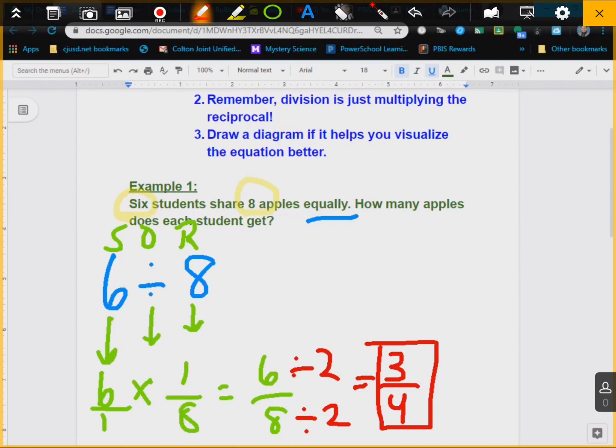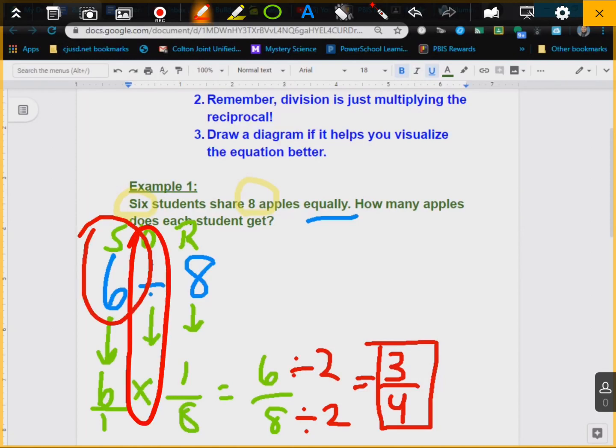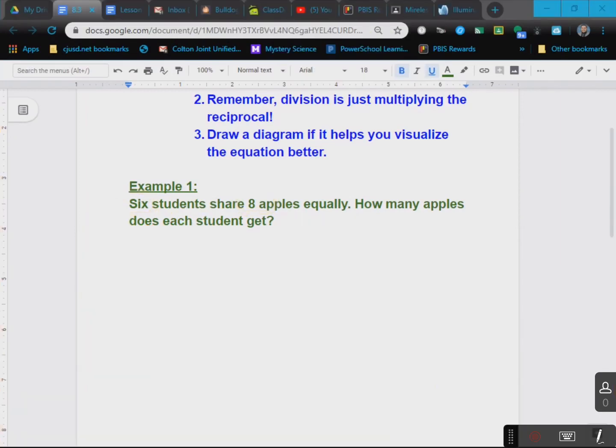Alright? Remember, I kept 6 the same. I found the opposite of division, which is multiplication, and the reciprocal of 8, which is 1 over 8. Then I just multiplied, numerator times numerator, denominator times denominator. Alright, let's do one final example. This should be a pretty short video.